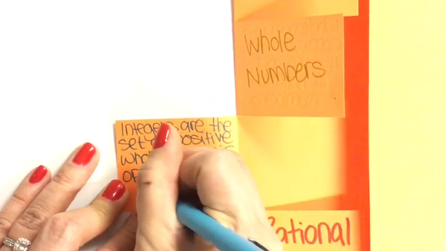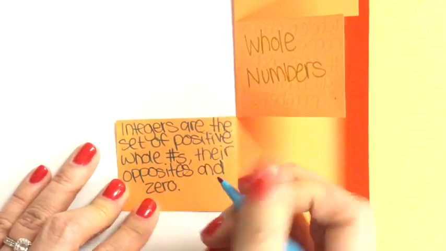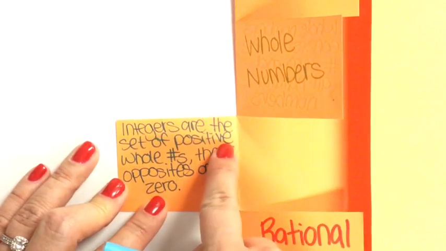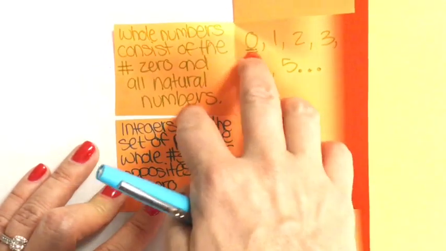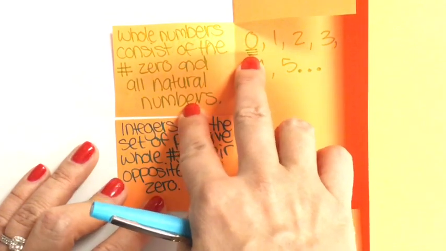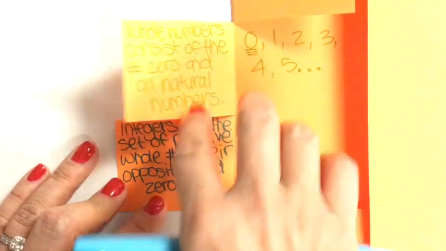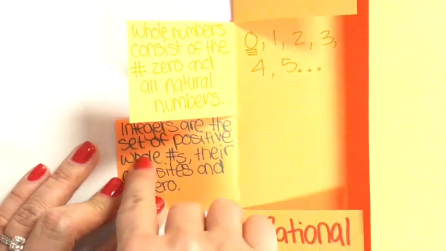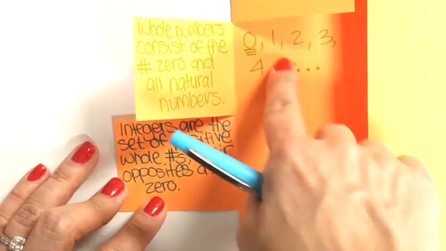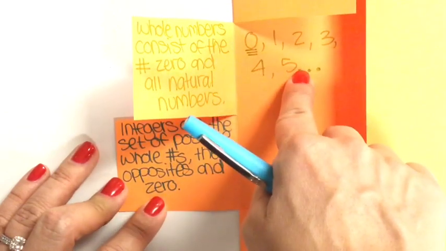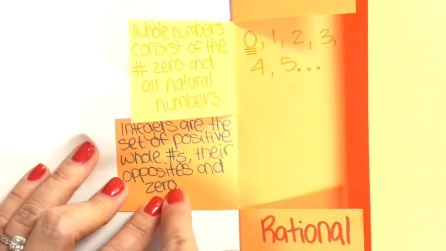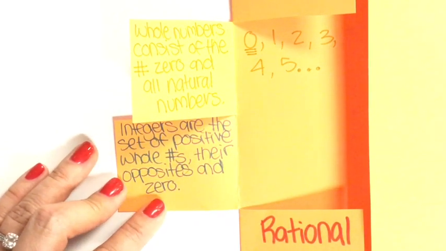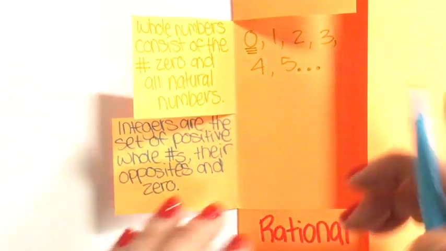And 0. Now we know 0's included, except this says a set of positive whole numbers. Well, the truth is 0 isn't positive and it's not negative. It's just 0. So that's why we have to include the number 0 here. Integers are the set of positive whole numbers, 1, 2, 3, 4, 5, 0, and their opposites. So we need to understand what opposites are. So let's take a look in our example.